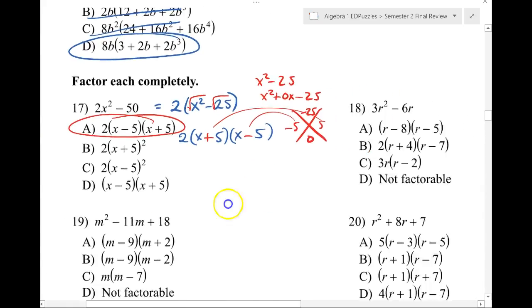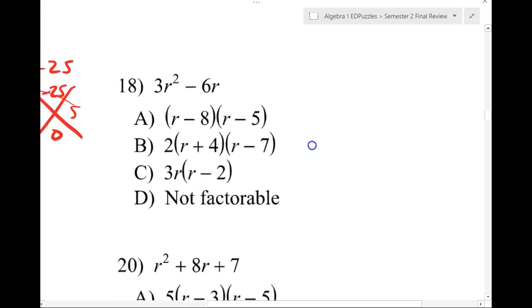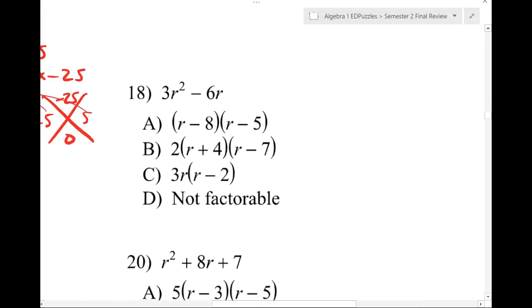Okay, next one. Okay, here, let's see. I have common factors between these two numbers, so what I can do is just do GCF. First look at the 3 and the 6. I could take out a 3 for both of those. And then the variables, I could take out at least one r. And then 3 times what equals 3? Well, it's just 1, so I don't need to write that.